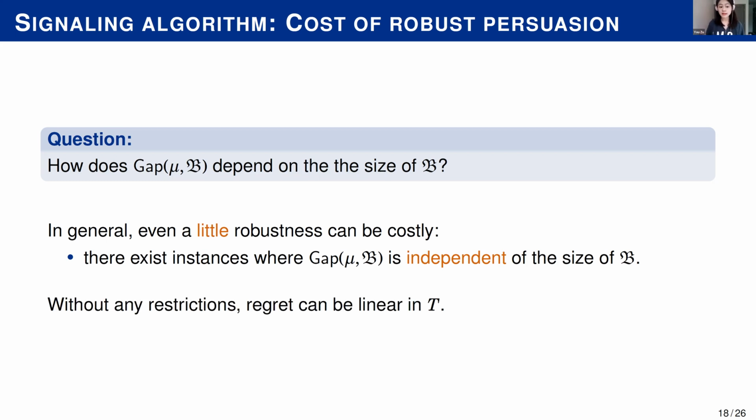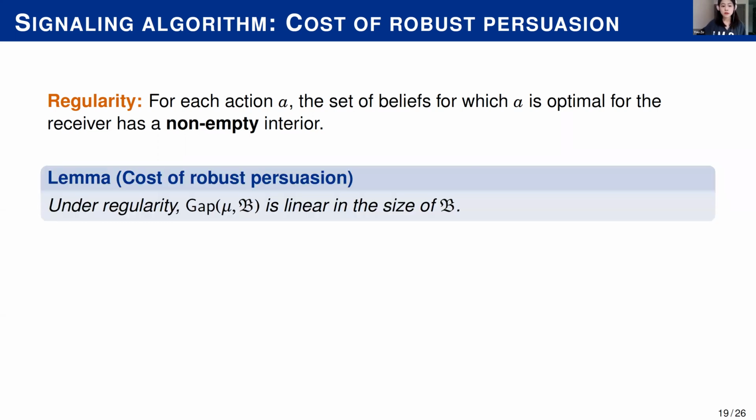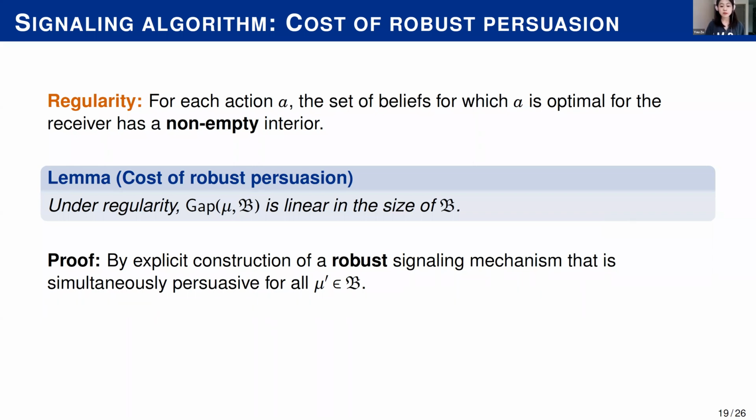So we say that without any restrictions, the regret can be linear in the time horizon. Therefore, we need some regularity conditions. So this regularity condition here is essentially saying that for each action a, the set of the beliefs for which the action is optimal for the receiver should have a non-empty interior. So this is somewhat analogous to the Slater condition for duality in convex optimization. Under this regularity condition, we show that this gap is linear in the size of the neighborhood. The proof is by an explicit construction of a robust signaling mechanism that is simultaneously persuasive for all distributions in the neighborhood.